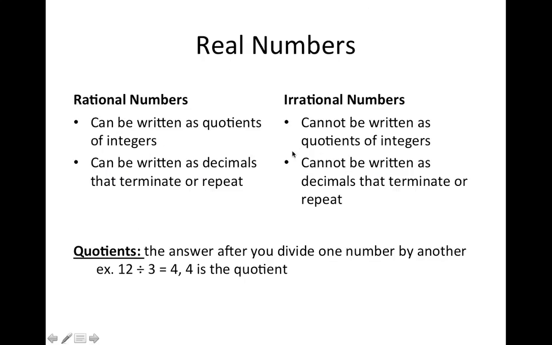Just to classify them some more, rational versus irrational numbers. Rational numbers can be written as quotients of integers, again, as a fraction, or they can be written as decimals that terminate or repeat. Irrational numbers cannot be written as a quotient of integers, and also cannot be written as decimals that terminate or repeat. And again, quotient is the answer after you divide one number by another. So 12 divided by 3 equals 4. 4 is a quotient. Just think of quotient as fraction and you'll be fine.